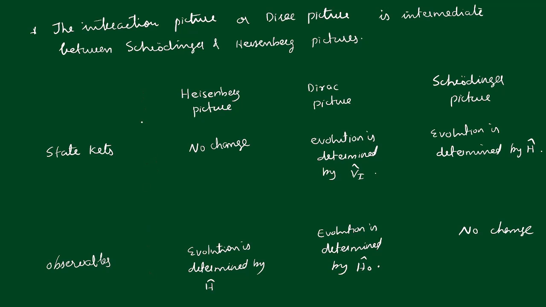Should I draw lines here for the table? No, I think this is fine. So this is the summary of the three pictures. We have got the Heisenberg picture, Dirac picture, and Schrödinger picture, and the Dirac picture, or the interaction picture, is intermediate between the Heisenberg and Schrödinger pictures. All right.